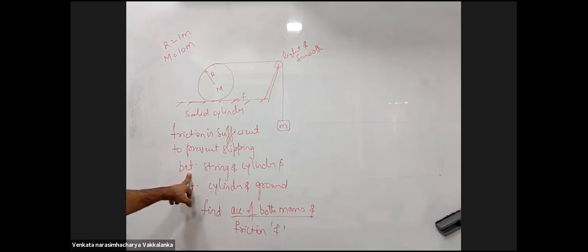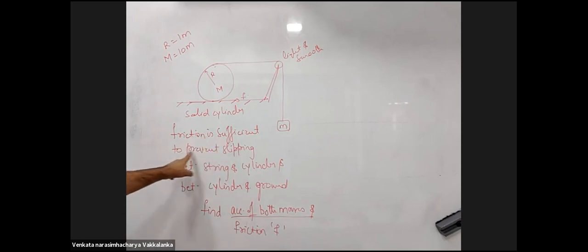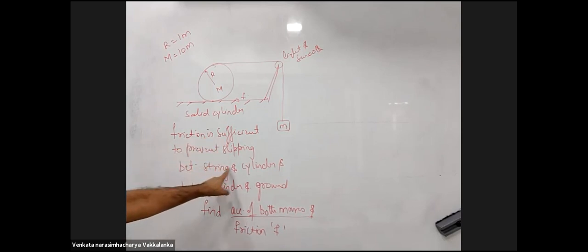BET dot is the abbreviation for between, though not official. Friction is sufficient to prevent slipping between string and the cylinder and between cylinder and the ground. So the string is wound on this cylinder.